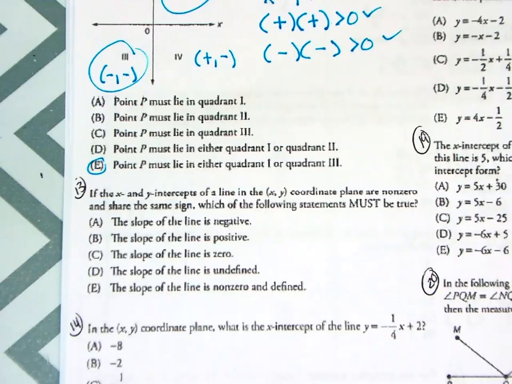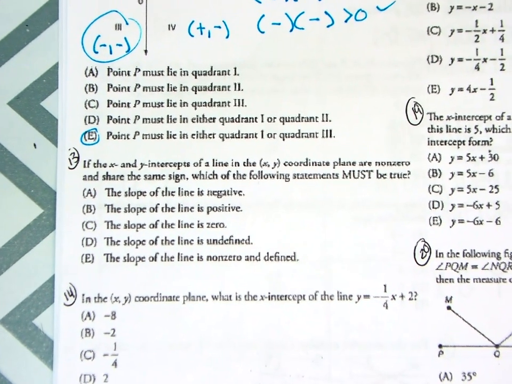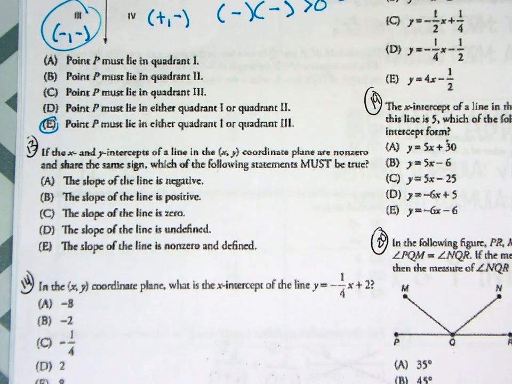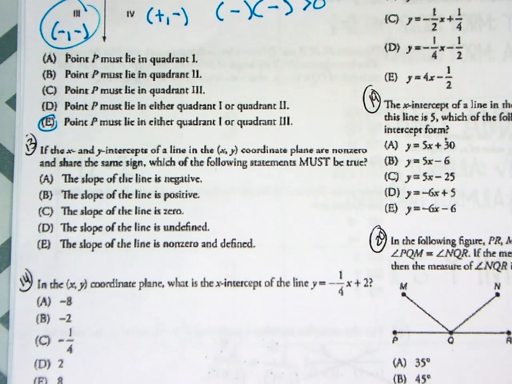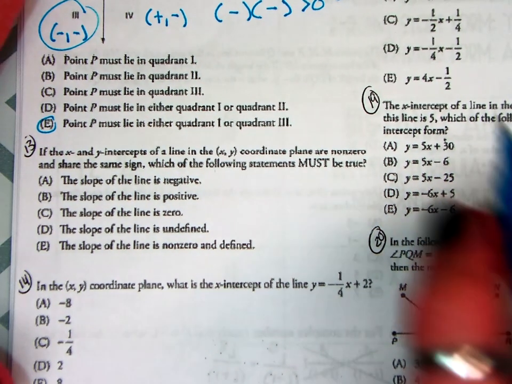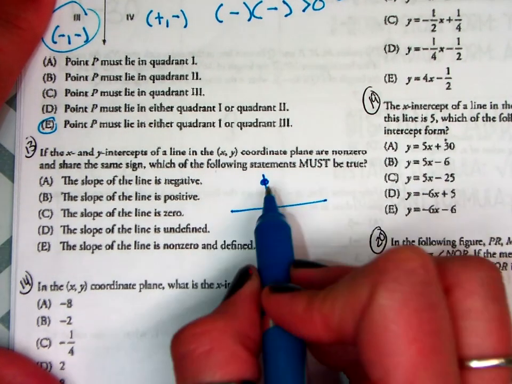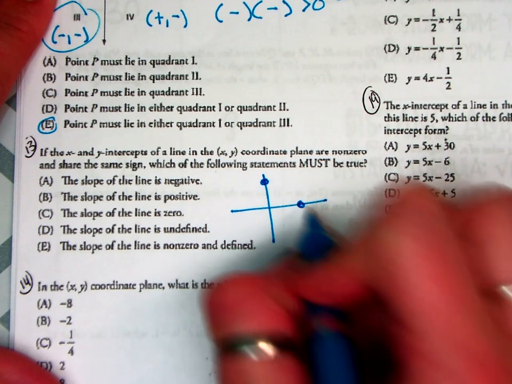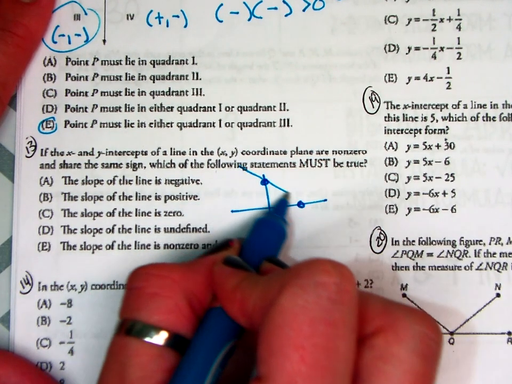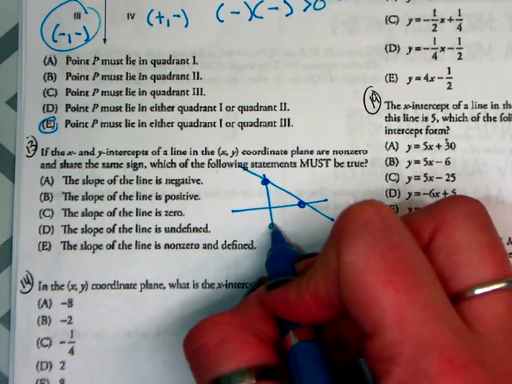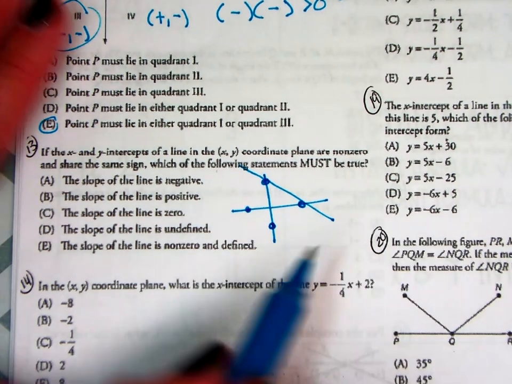Number 13, if the x and y intercepts of a line are non-zero and share the same sign, which of the following would be true? So I'm going to go ahead and sketch. Let's say that my y-intercept is positive. That would mean my x-intercept is positive. So if I draw that, that's a negative slope. Well, if my y-intercept is negative, my x-intercept would have to be negative.